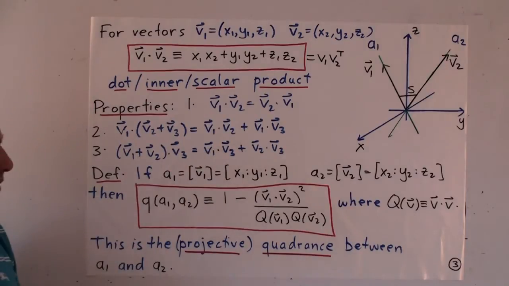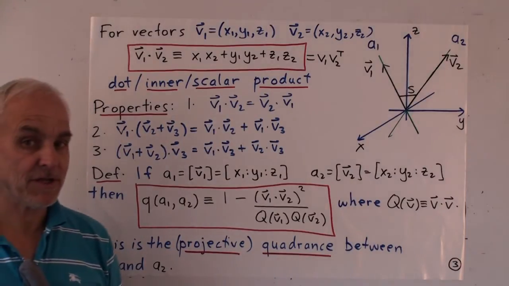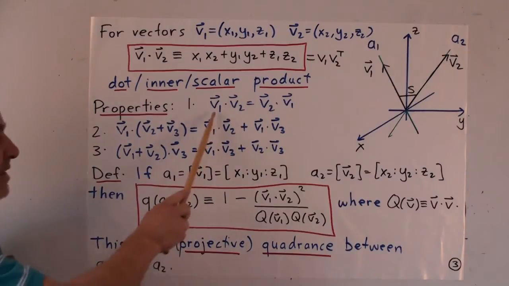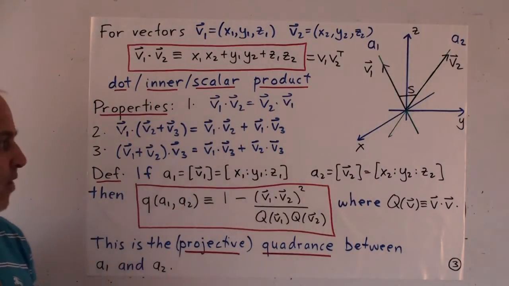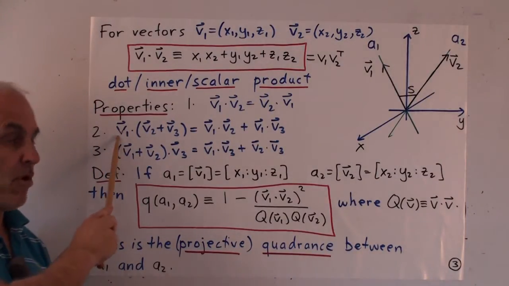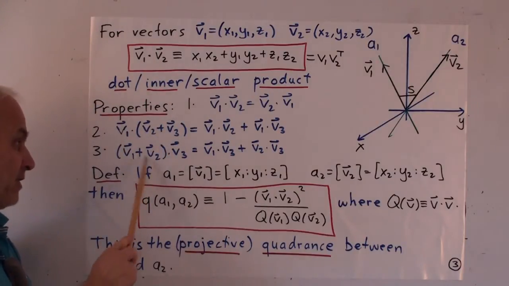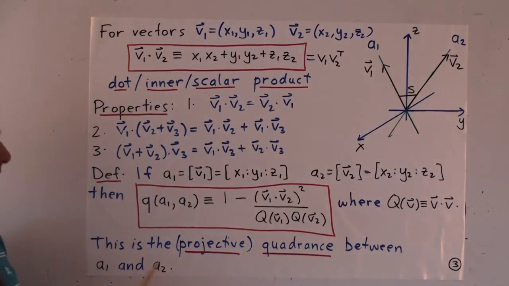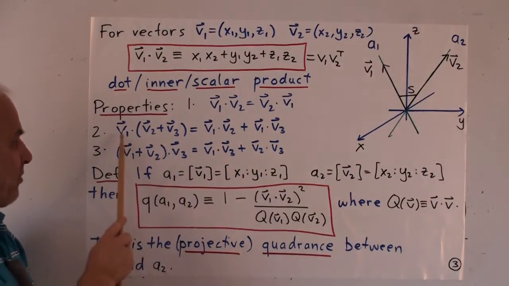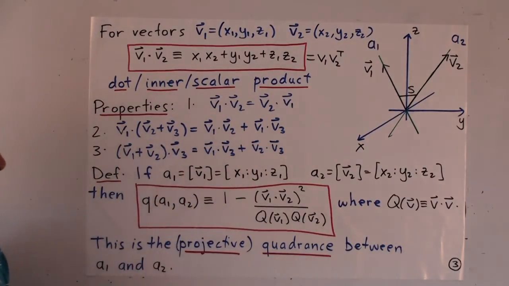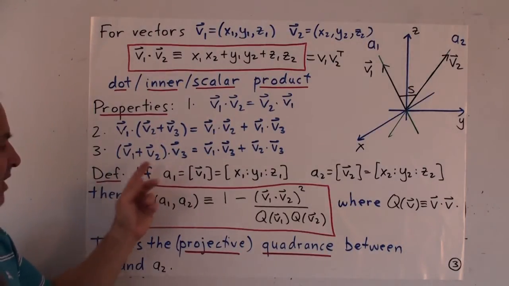And I'll just remind you of a few basic properties of this dot product. First of all, it's symmetric. It doesn't change if you interchange the order of v1 and v2. And secondly, it's linear, both in the second variable and in the first variable. And what that means is that v1 dot (v2 plus v3) is the dot product of v1 with v2 plus the dot product of v1 and v3. And there's a similar rule for the linearity in the first variable.